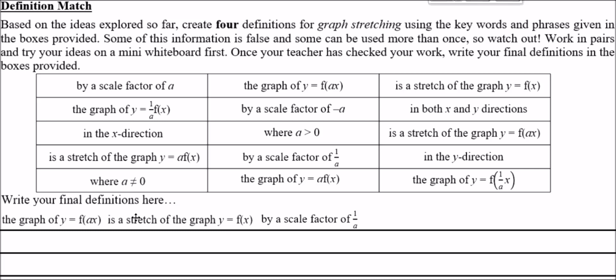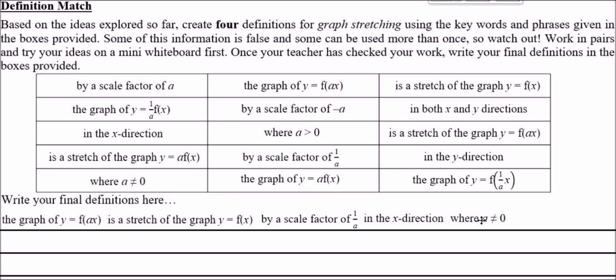There we go. As well as that, we need to say which direction it is. It's in the x direction. And as well as that, we can't divide by 0. Okay, so it's a stretch of 1 over a, where a can't be 0. So we need that little caveat in as well.